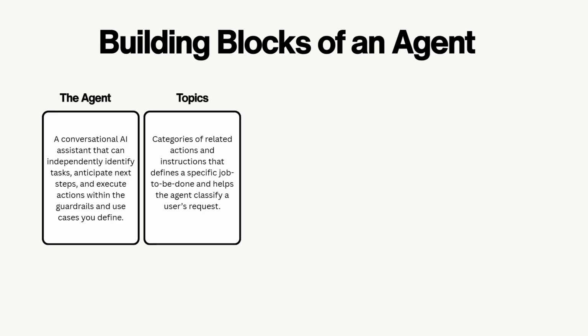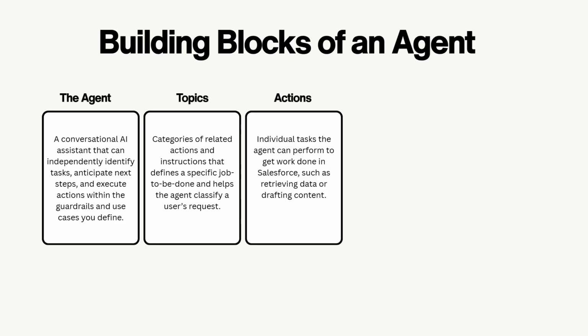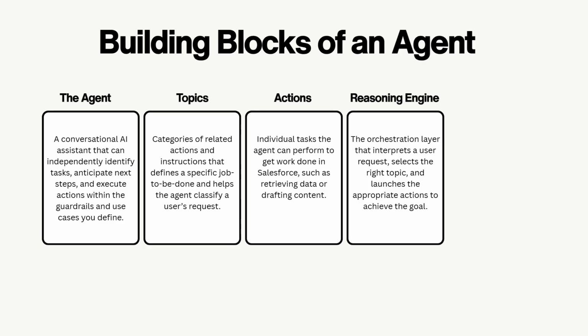Agent topics are the categories of related actions and instructions that defines a specific job to be done and helps the agent classify a user's request. Agent actions are individual tasks that the agent can perform to get work done in Salesforce, such as querying records or updating data. The reasoning engine interprets a user's request to the agent, selects the right topic, and then launches the appropriate actions to achieve the goal.